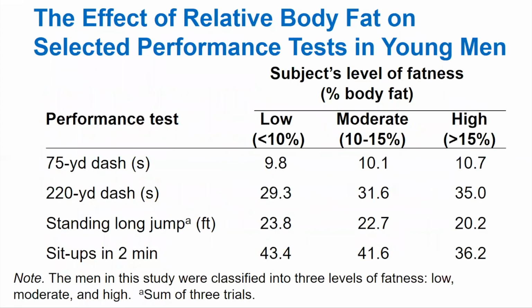So this line of thought is taken from previous research that show that the lower the percentage of body fat of the athlete, the faster they're able to run, the further they'll be able to jump, and the greater number of sit-ups that they would be able to perform compared to somebody with a higher percentage of body fat.